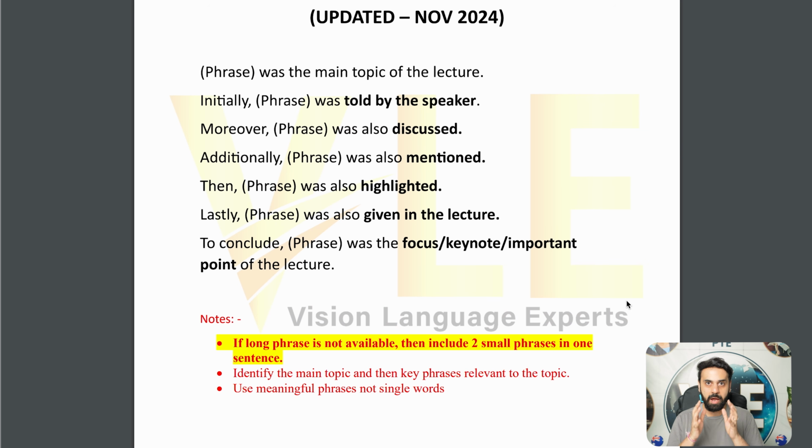This is a template you have to use for retell lecture. Now let me use this template and show you how to take the notes.